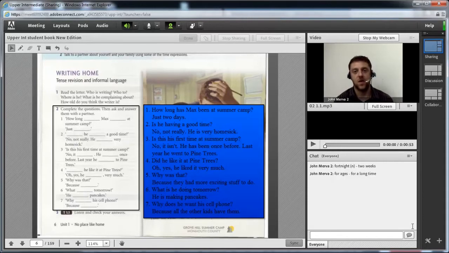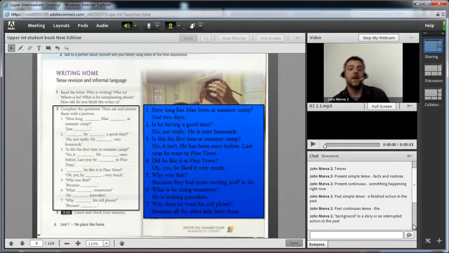What is he doing tomorrow? Tomorrow he's making pancakes. He doesn't sound very excited about it. And number 7, the final one. Why does he want his cell phone? We're using the present simple now because we're talking in the present, and he wants his cell phone because all the other kids have them. So I'd like you to just check your answers again and make sure that you have the same answers on the screen. If you have any questions, please do talk to your teacher and they will be able to help you.